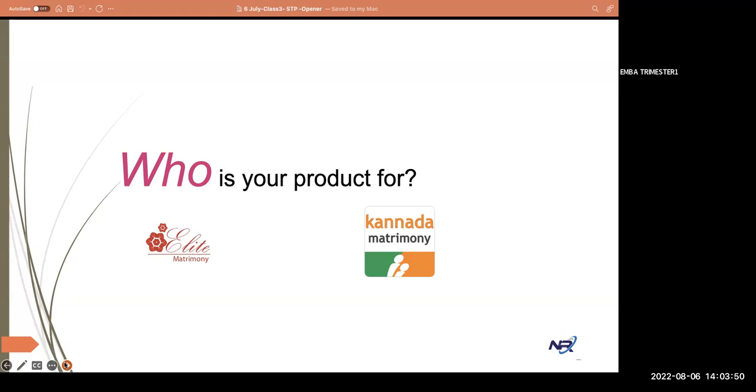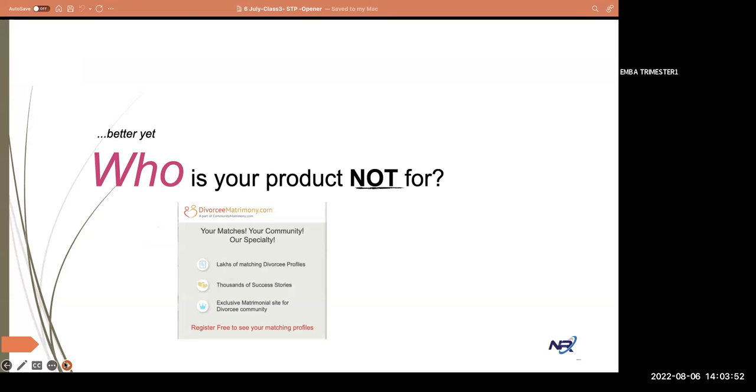Now look at the next one. Who is this product not for? This product is called diversematrimony.com. So who is this product not for? Not for the rich? Not for Kannada speaking? Not for the unmarried people? Unmarried people. Okay. Unmarried people don't want to marry divorcees?